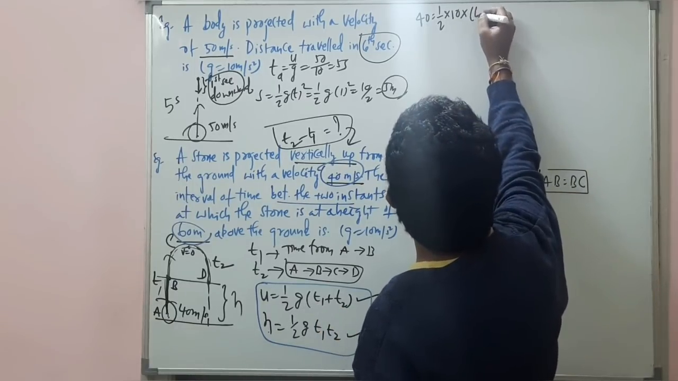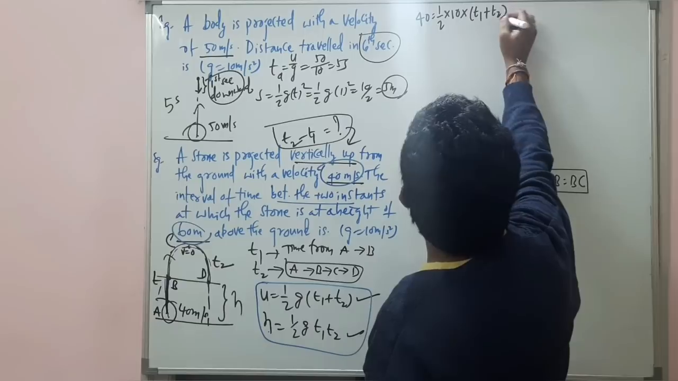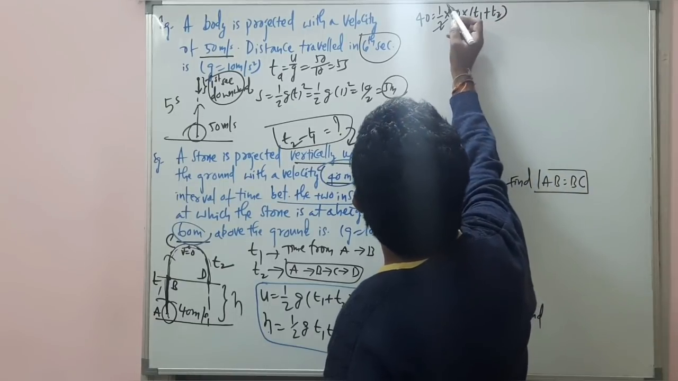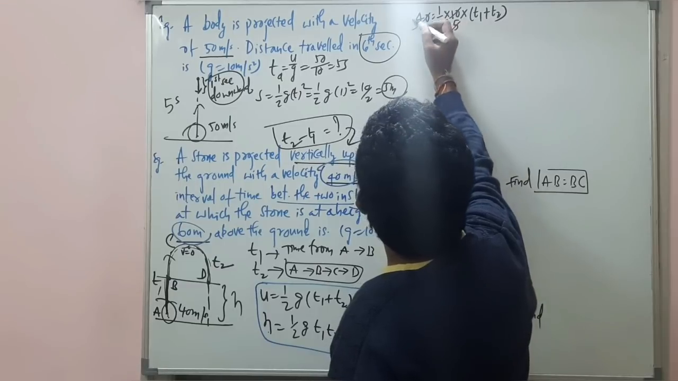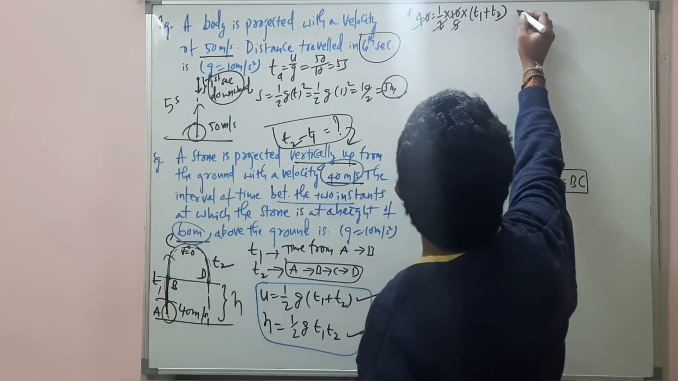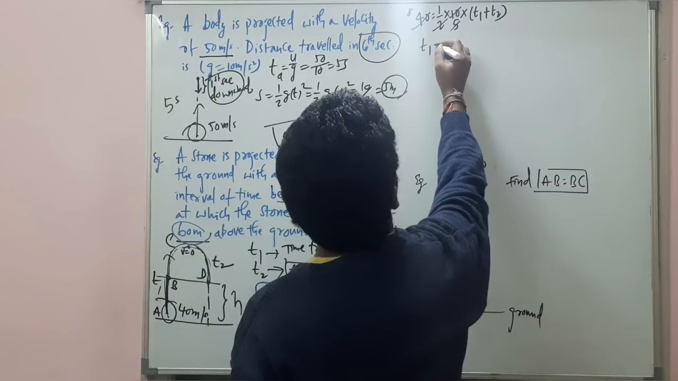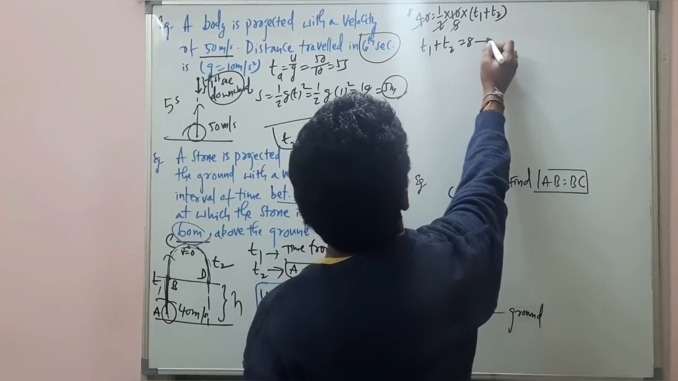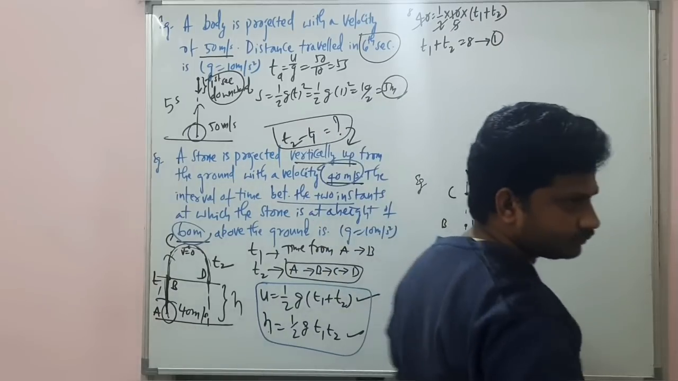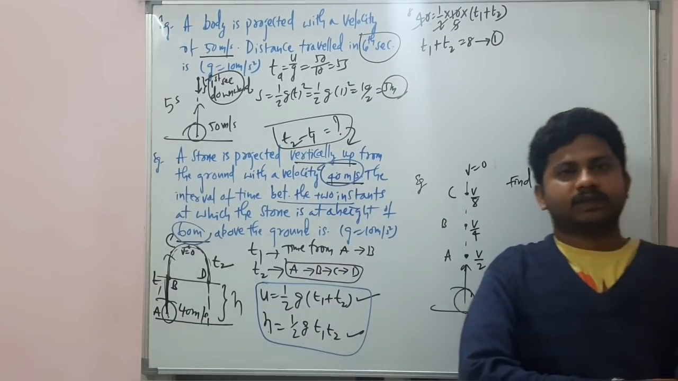So it is t1 plus t2. This is 2 fives, and 5 eights. So from here, t1 plus t2 is equal to 8. Imagine it's equation 1.